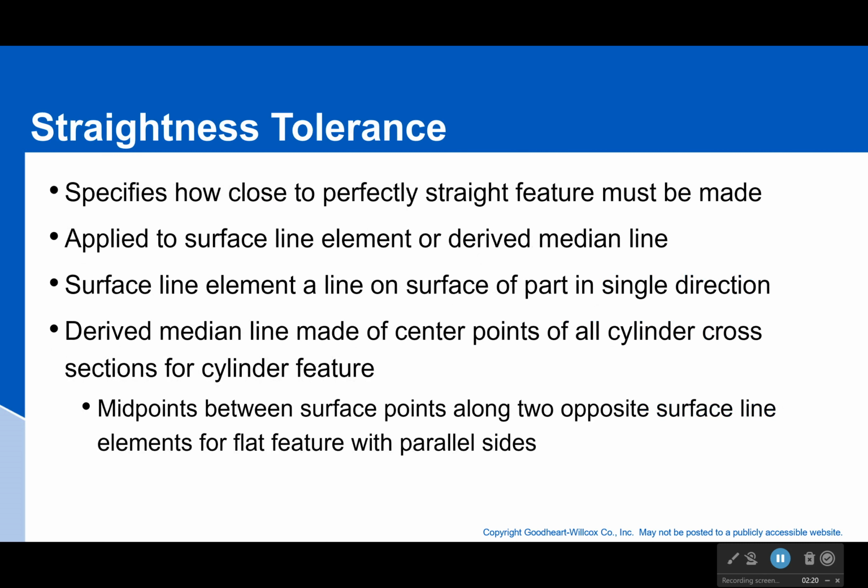Okay, so straightness tolerance. We're going to see examples of this in a bit, but today we're just focusing on a lot of terms here. First off, it specifies how close to perfectly straight the feature must be made. And it can apply to a surface. When it applies to a surface, we just test each line individually. We say, well, if all of them are straight, it's straight. They're not connected, though. There is no connection between them. If one fails, they all fail, and all of them have to pass individually to pass.